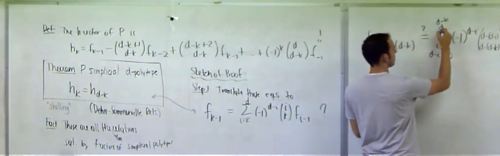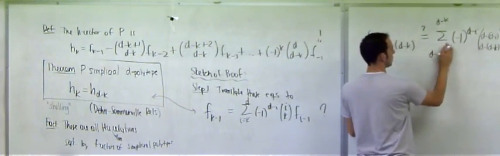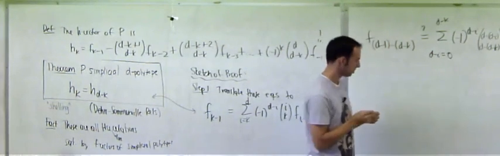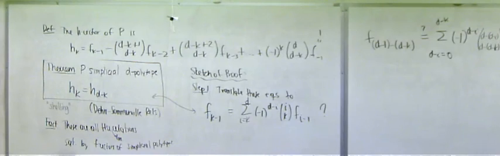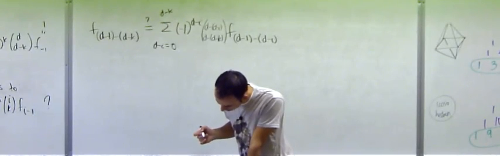Forget about this, and forget about this. Okay. Well, clearly the next step is going to be to give these things names. So let me call a equal d minus k.